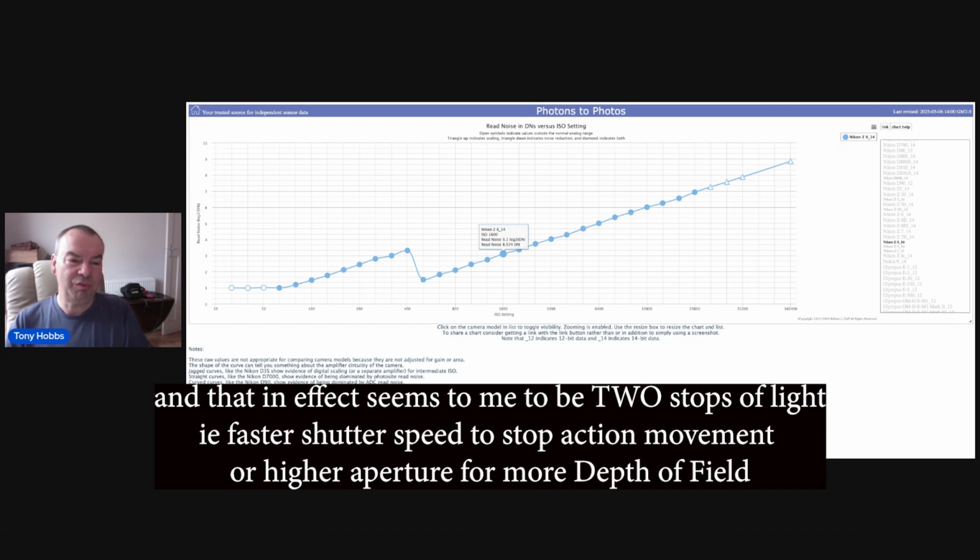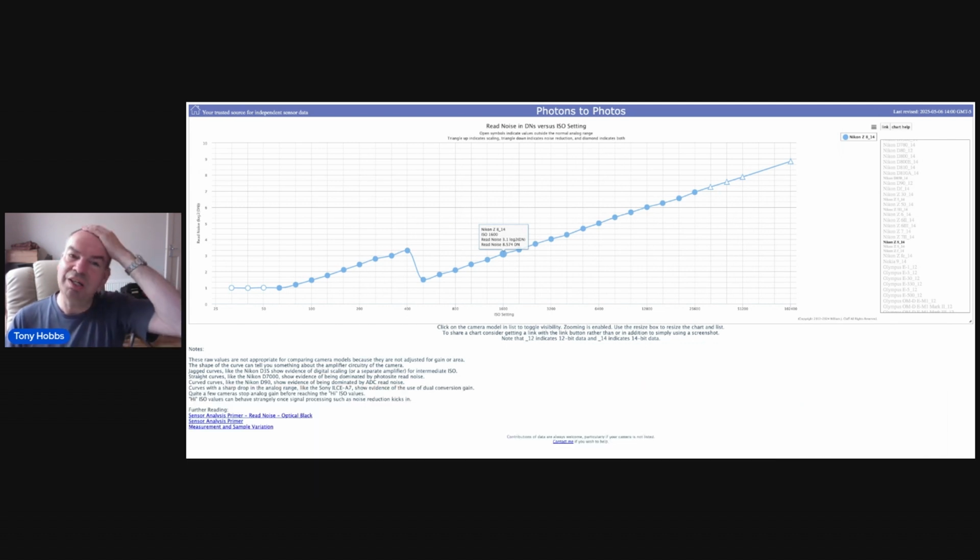It's obviously doing different computations and things like that. So whether there actually is less noise at 400 than at 1600, answer below. This is kind of interesting, really.